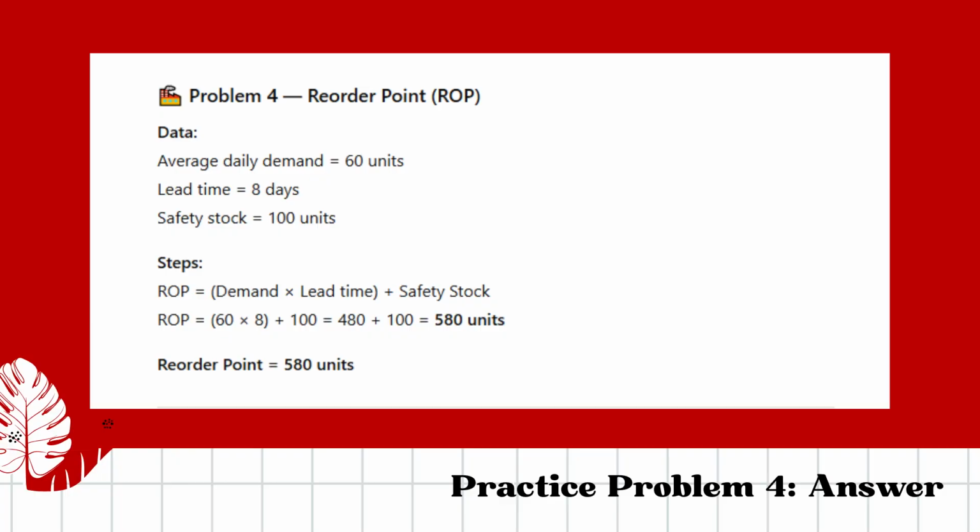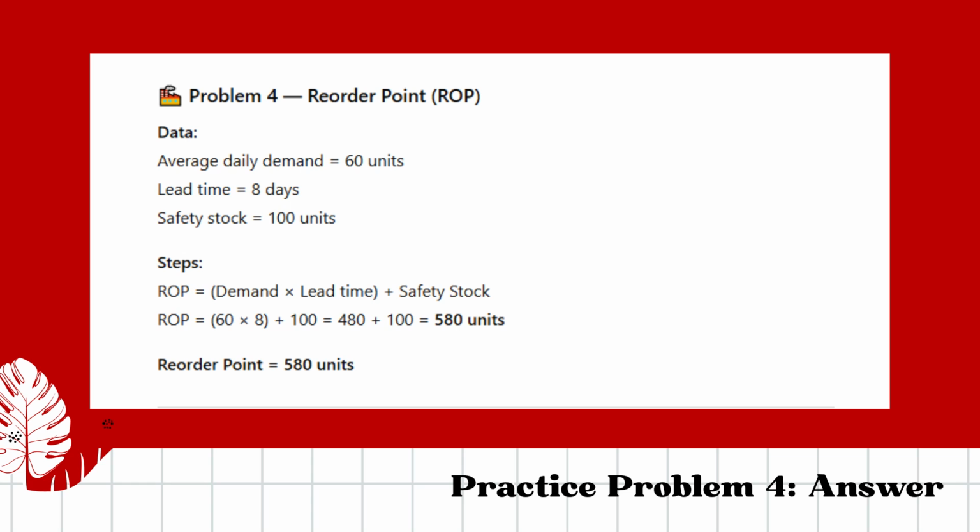Problem 4. Reorder point, ROP. Average daily demand is 60 units. Lead time is 8 days, and the company keeps 100 units of safety stock. We need to find the reorder point. Explanation. Problem 4. The reorder point tells us when to place the next order so that new stock arrives just as the old stock runs low.